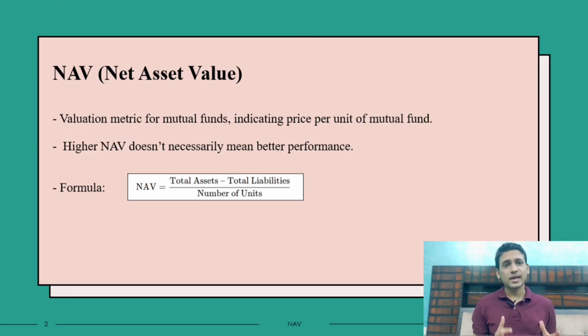Second, we move on to NAV, or net asset value. NAV is a valuation metric for mutual funds. It tells us the price per unit of a mutual fund. People have a common misconception that a higher NAV means better performance. Well, a lot of things need to be taken into consideration, be it how the fund has been performing in the past few years, how other funds are performing in that same category, or who the mutual fund manager is. NAV is calculated by a formula which is total assets minus total liabilities, divided by the number of units.